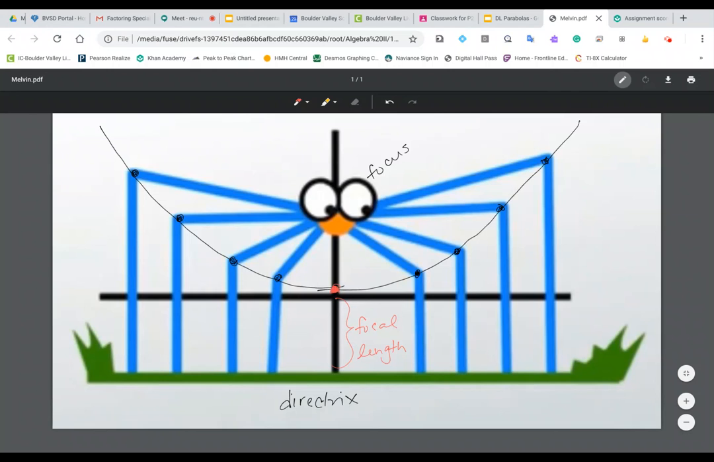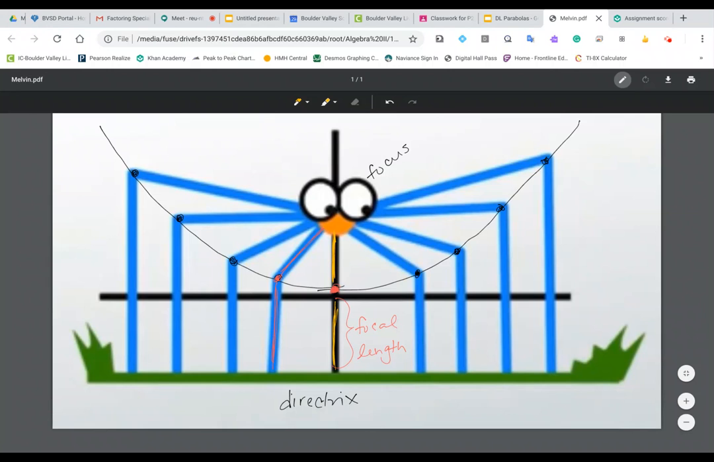So just to recap, we have the focus. It's a point on the inside of the parabola. We have the directrix. It's a line outside of the parabola. The distance between any point on the parabola and the focus is equivalent to the distance between that same point and the directrix. And that same thing goes for our vertex. The distance between the vertex and the focus is the same as the distance between the vertex and the directrix.